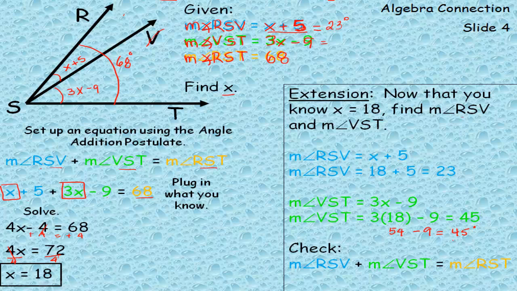And now I can check. I can say, well, RSV here is 23. This piece in here is 45 degrees, so 45 and 23 should equal 68, and it does, and that is correct. Now I'm going to give you one for you to practice in your notebook.